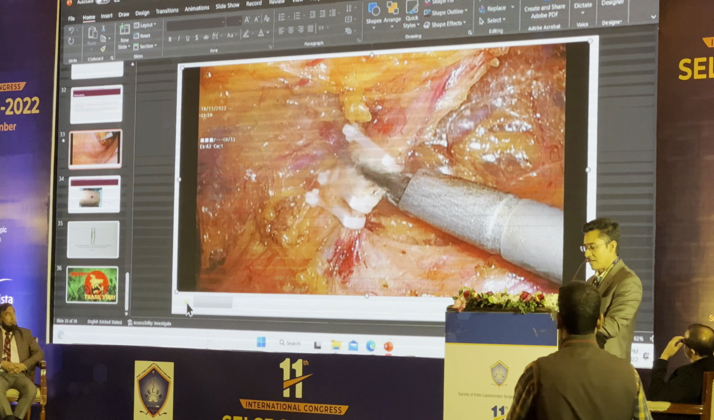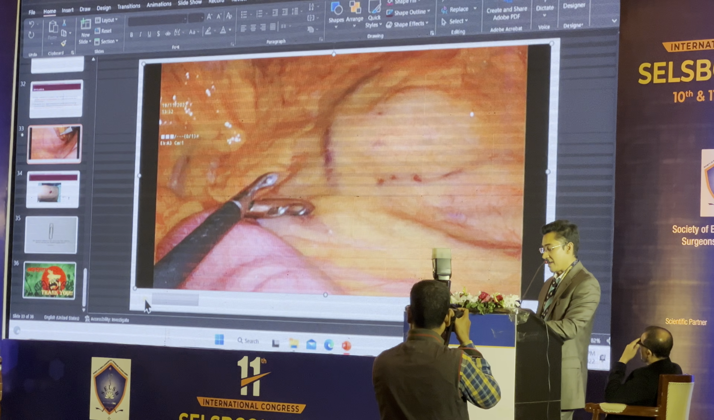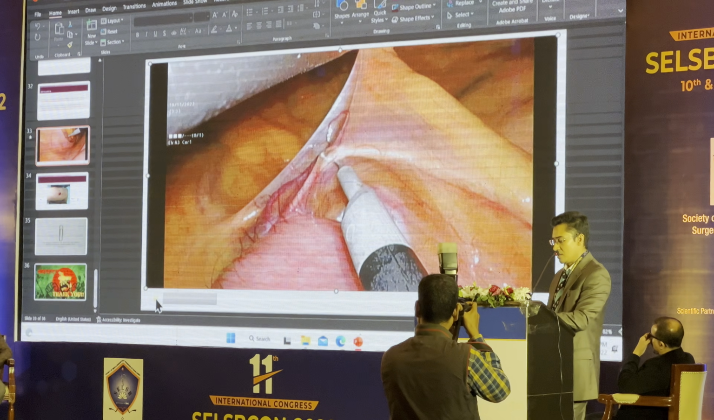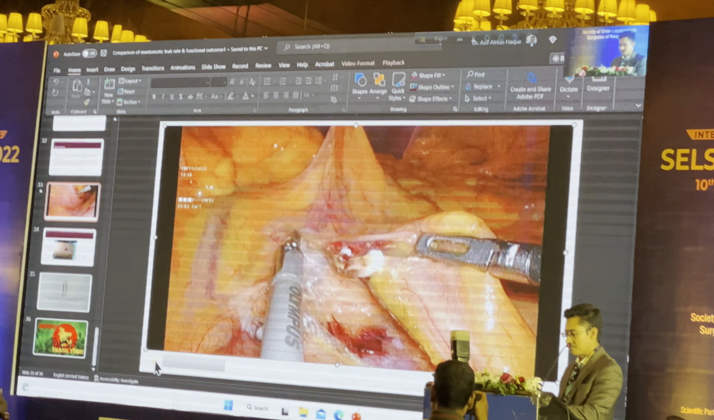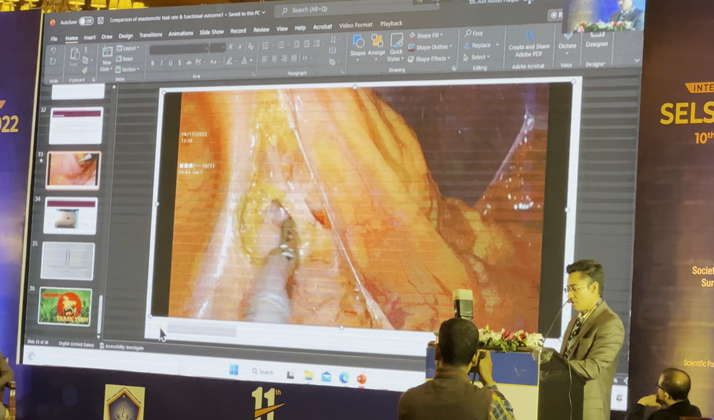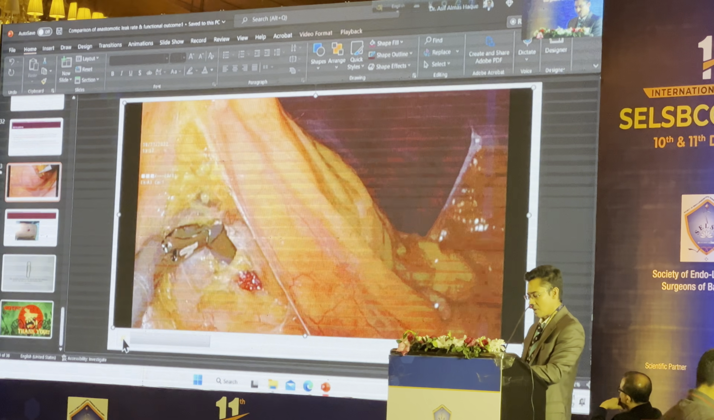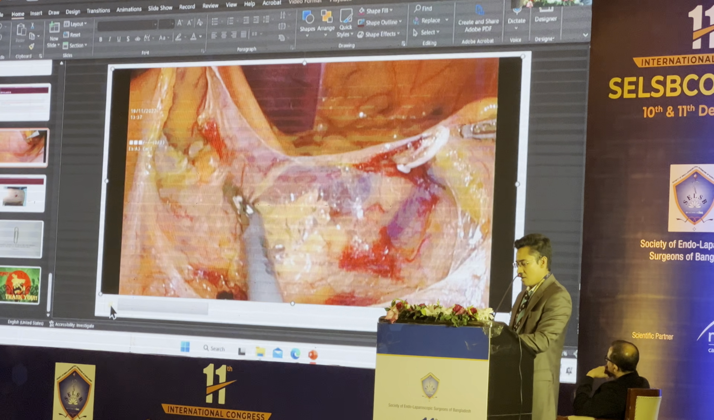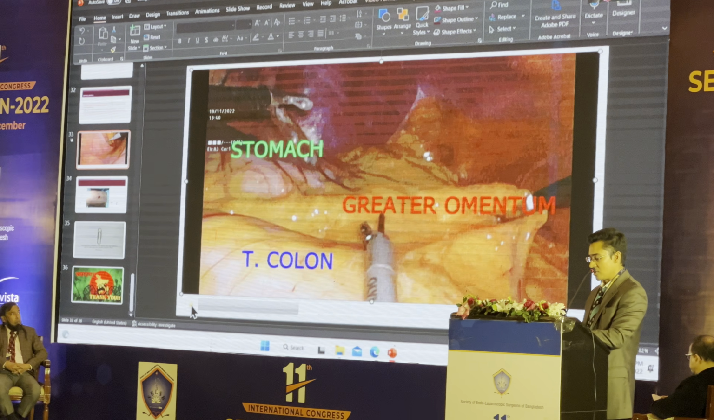We're clipping it, and the high ligation is done. Then we concentrate on the vein, the inferior mesenteric vein, which might be ligated high up near the jejunal flexure, clipping and cutting it. Then we start mobilizing the splenic flexure. We go above the pancreas. We are trying to enter the lesser sac there. As you can see, we have entered the lesser sac. All the peritoneum should be removed from the pancreas. Make sure you don't injure the pancreas.